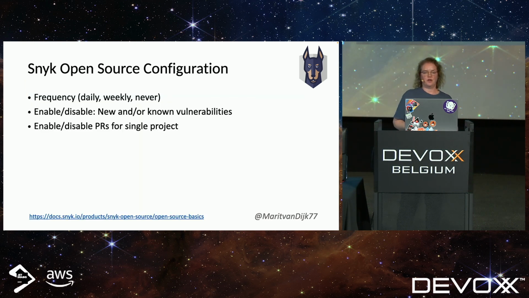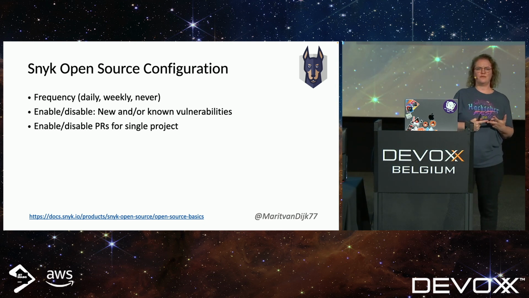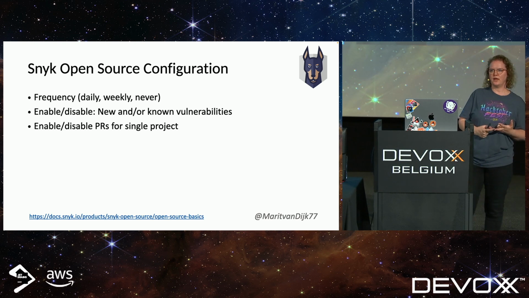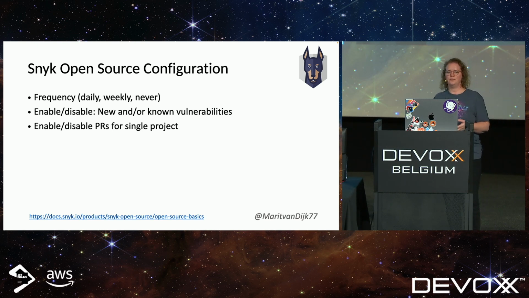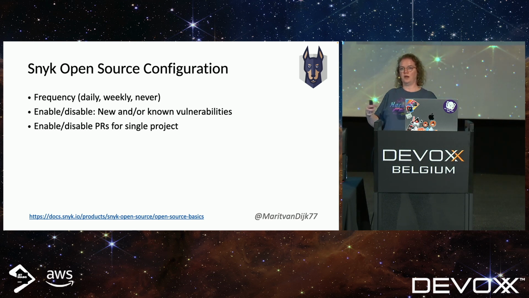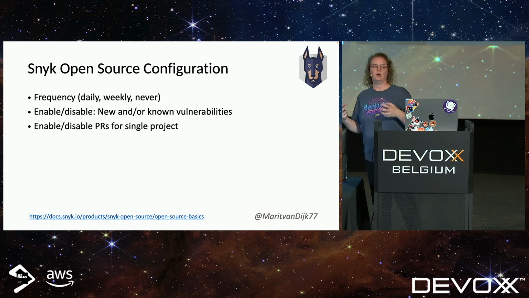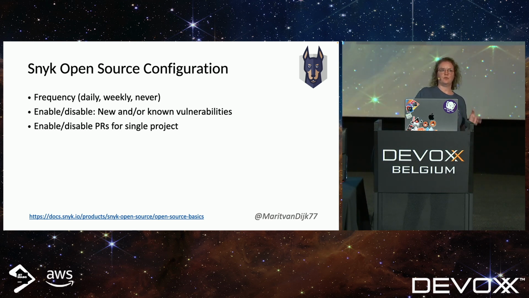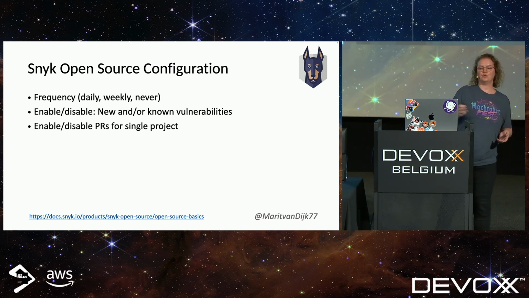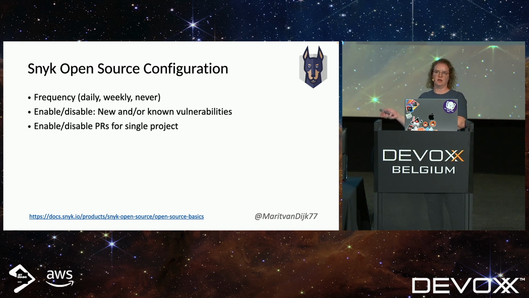They have limited configuration. You can set the frequency to daily, weekly, or never, although I'm not sure when you would do that or why. You can enable or disable to check for new vulnerabilities only, so anything that is found as of now, or for known vulnerabilities if you want to make sure to get rid of your backlog of known vulnerabilities. And you can enable or disable PRs for individual projects.